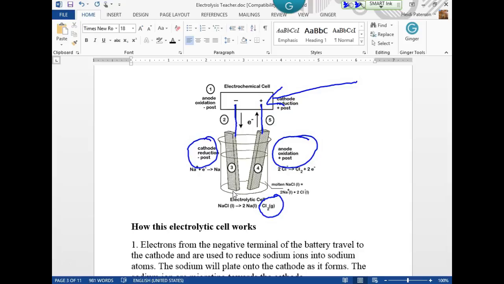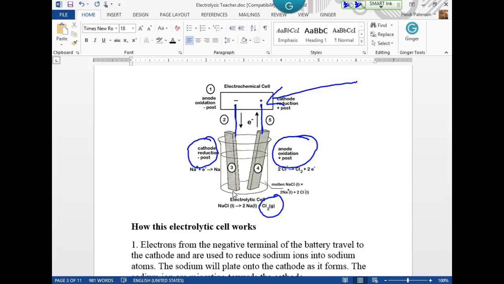You see what is different about those two sections that I just circled compared to the electrochemical cell? The anode is positive and the cathode is negative. In an electrochemical cell, the anode is the negative post and the cathode is the positive post. In an electrolytic cell, the cathode is the negative post, the anode is the positive post. Why?